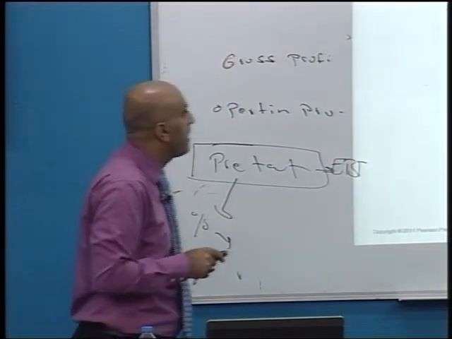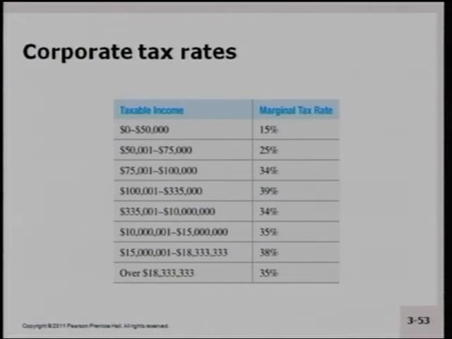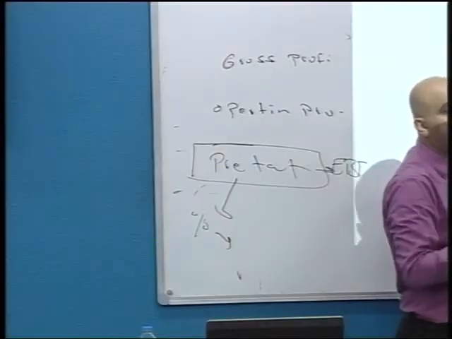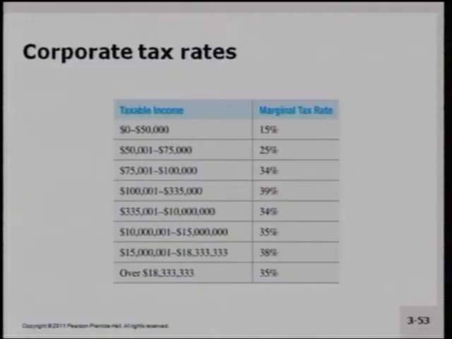Look at this table here. Corporate tax rates and taxable income. Here, a business generating from 0 to $50,000 pays 15%. A business generating more than 50,000 up to 75,000 pays 25%, and so on. So if we have $60,000, what is the marginal tax? 25%.